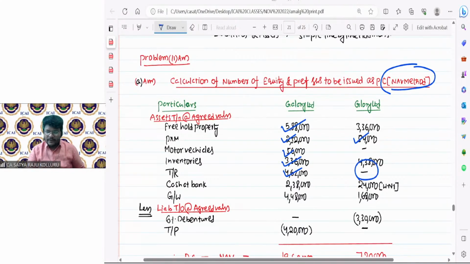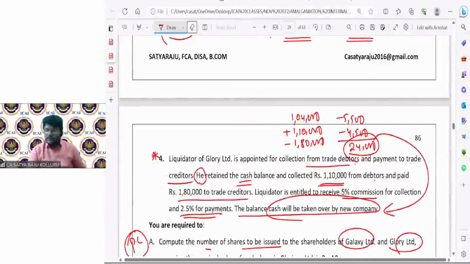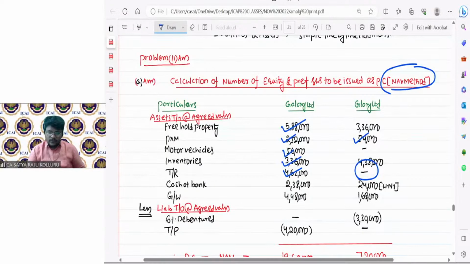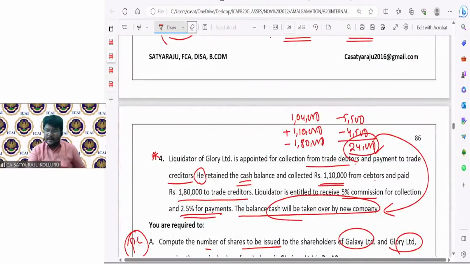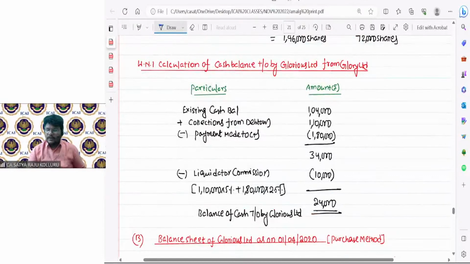This is the important point. Next, cash at bank. So this is 2 lakh 38,000 as it is, but this is not 1 lakh 4,000. We found just right now, this is 24,000. For Galaxy it is as it is book value, but for Glory 24,000. You should clearly provide the working note. Whatever I did on the problem side, I clearly provided as a working note how they got the 24,000.